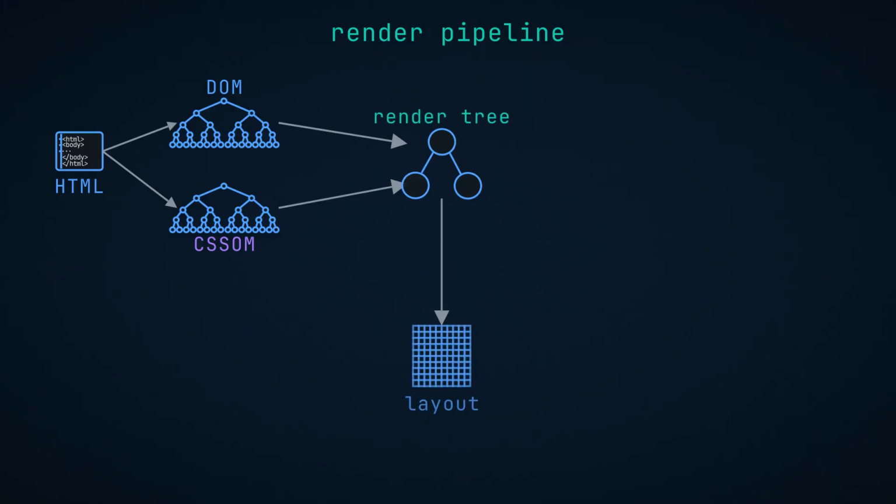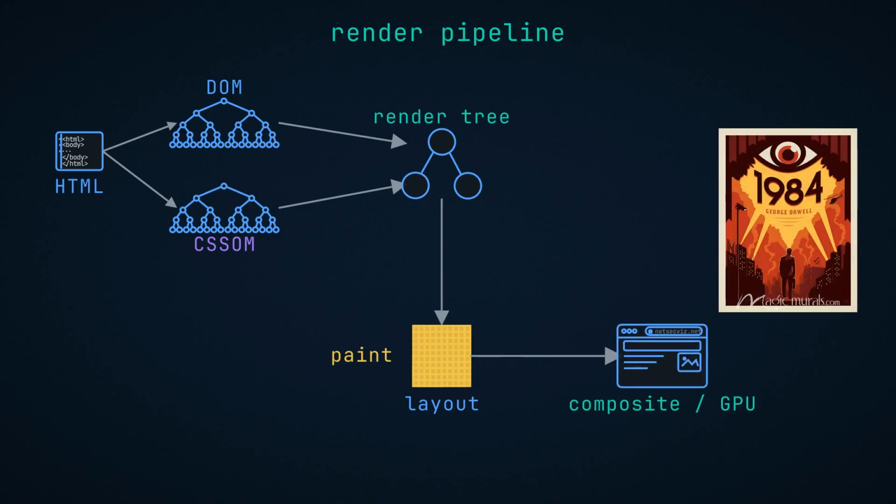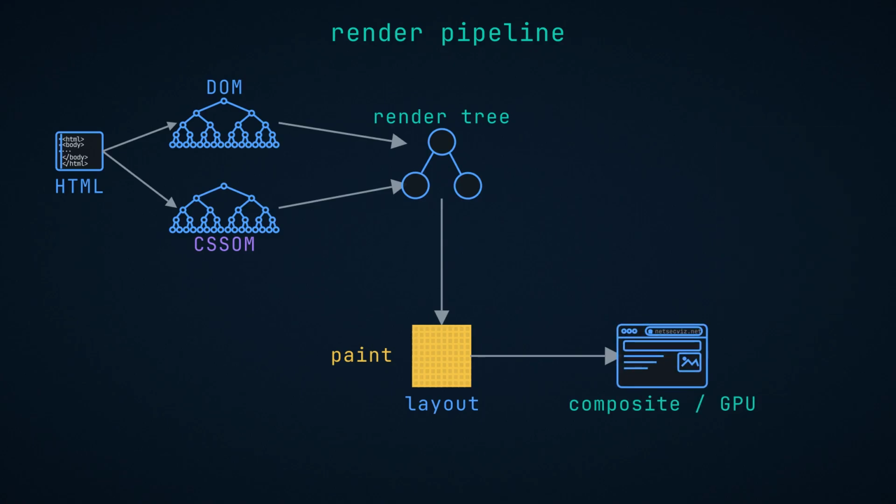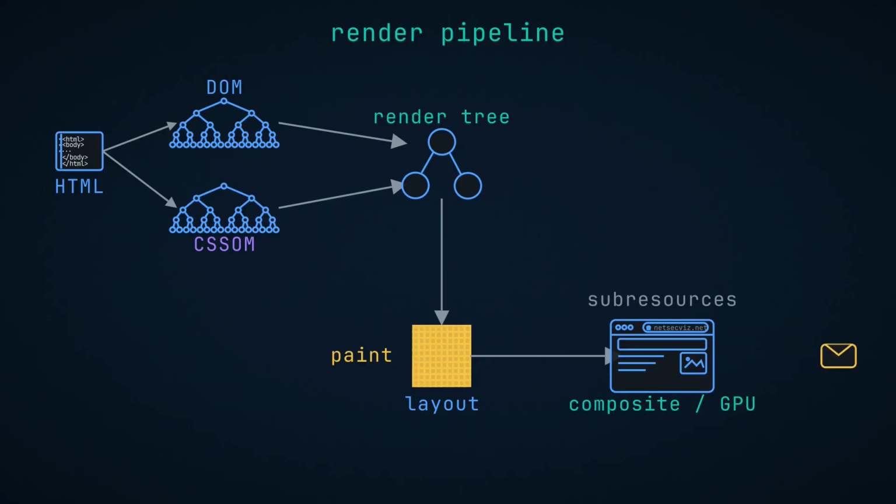Then it runs layout, doing the geometry, figuring out where every box goes and how big it is. Then paint, filling in the actual pixels, the colors, and text and borders. And for the smooth stuff, it hands layers to Big Brother, the GPU, to composite together. And it does not even wait for everything. It paints what it can as fast as it can, then fires off more requests for images, fonts, and scripts, each one quietly kicking off its own little version of this entire journey.